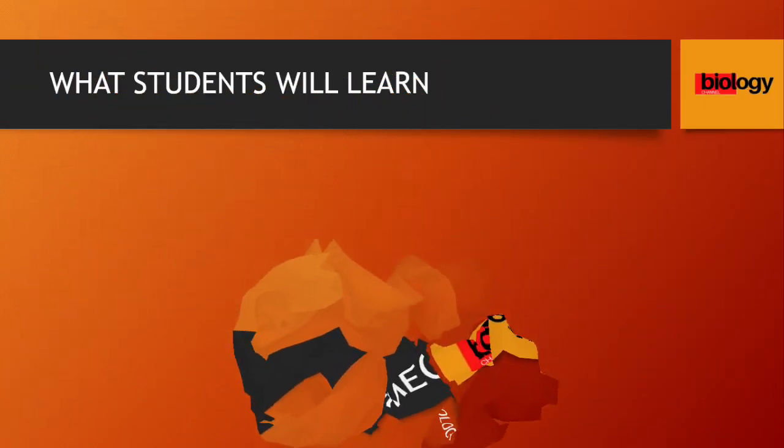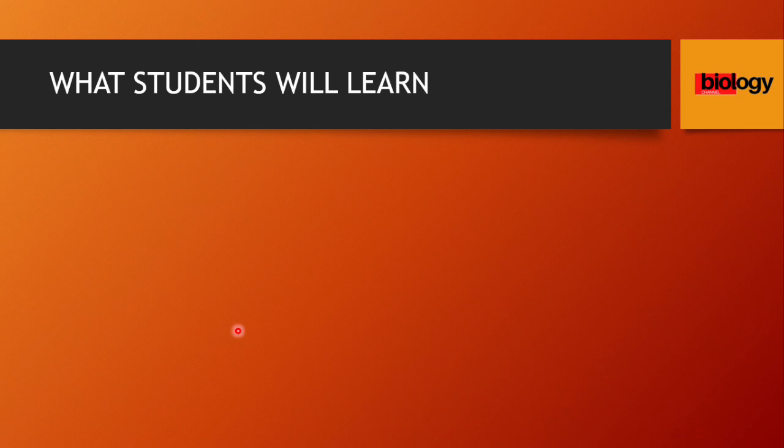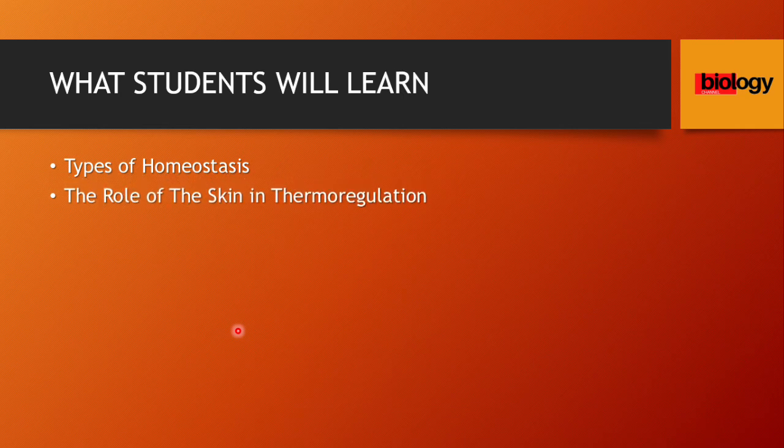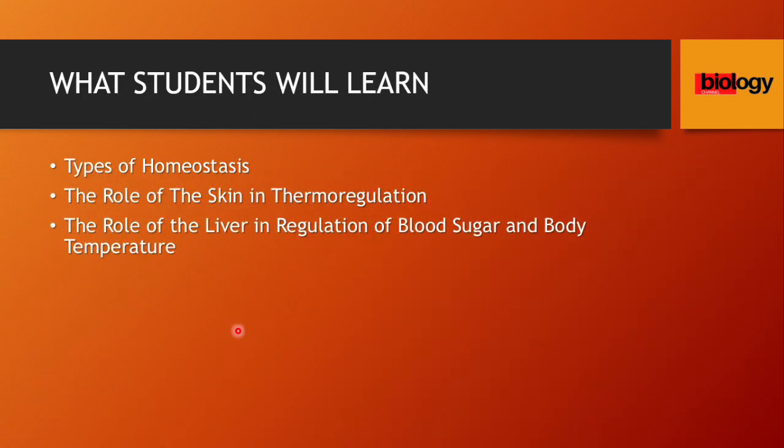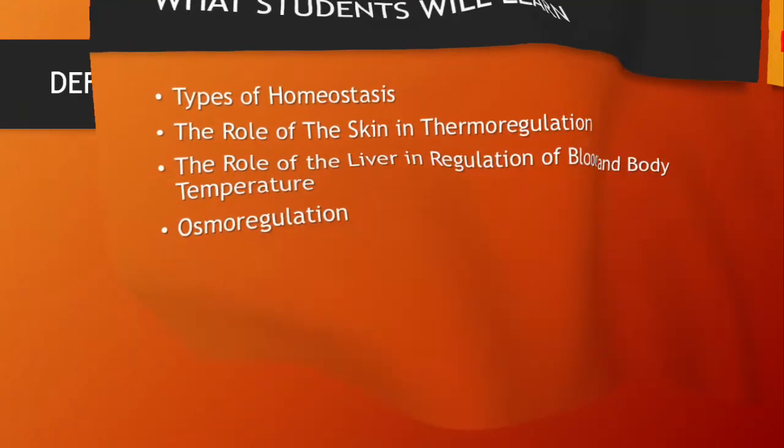So at the end of this video, you will learn the types of homeostasis. We're going to learn the role of the skin in thermoregulation. We're also going to learn the role of the liver in regulation of blood sugar, which is also known as glucose, and body temperature. We are also going to look at osmoregulation. So without wasting much of your time, let us start with the definition.